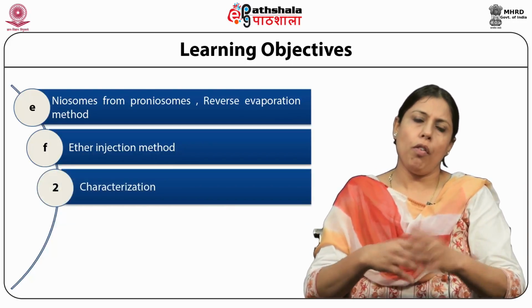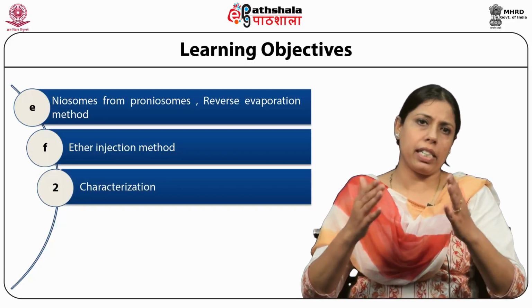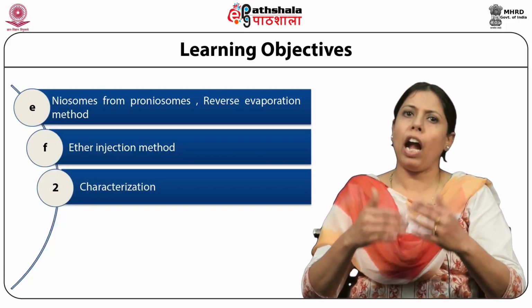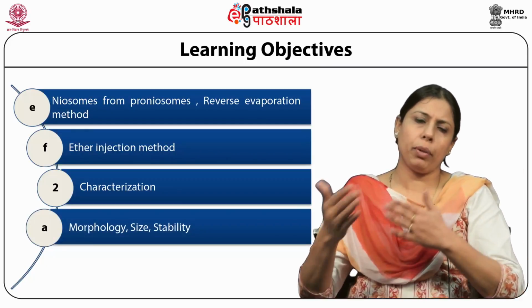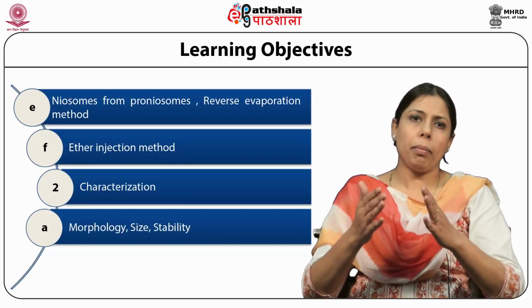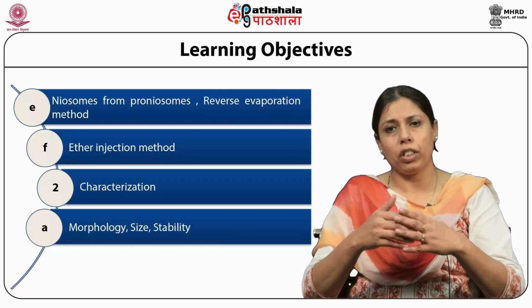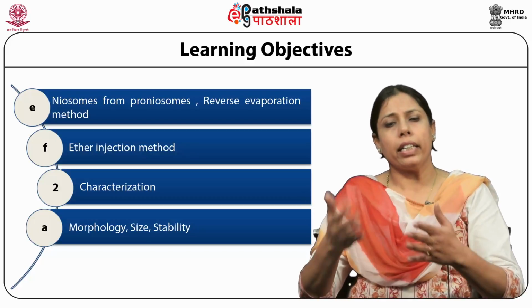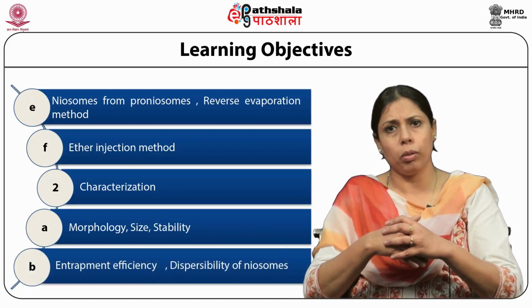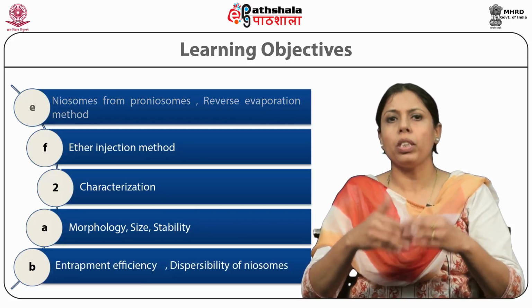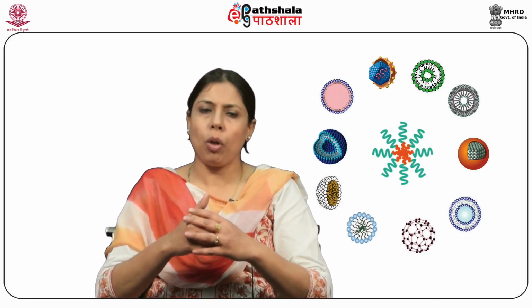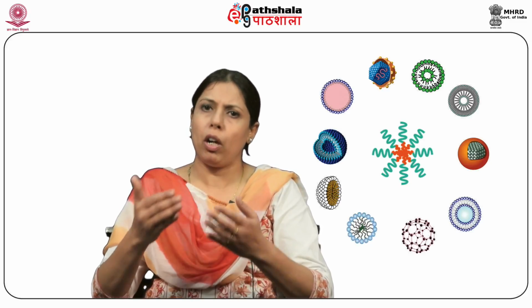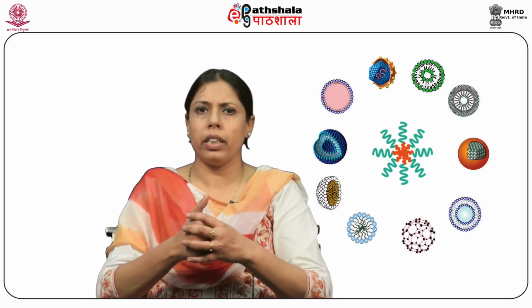After the preparation of niosomes, the learning objective will be focusing on the characterization of the prepared niosomes. For example, we have to characterize the niosomes for their surface and their morphology. The stability of niosomes is equally important, so we have to analyze that part also. The stability is connected with the entrapment efficiency of niosomes, so we will be assessing the entrapment efficiency. Dispersibility of niosomes and other surface properties will also be given weightage.